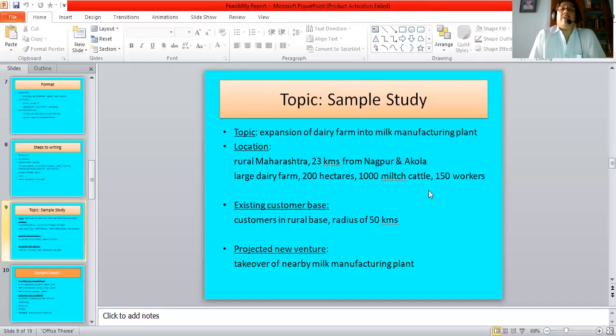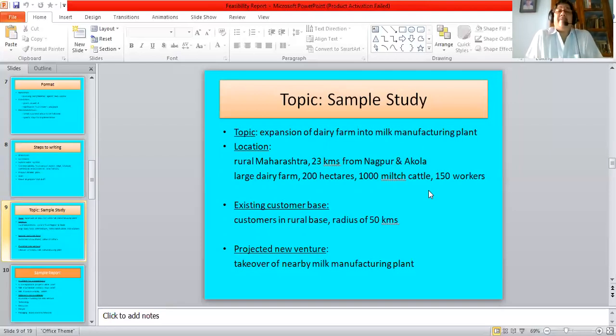Okay. Now, what about the location of this dairy farm? Let's look at the parameters of the case study. This dairy farm is located in rural Maharashtra, 23 kilometers from Nagpur. So it's not too far from the city, really, though it is located in the rural belt.